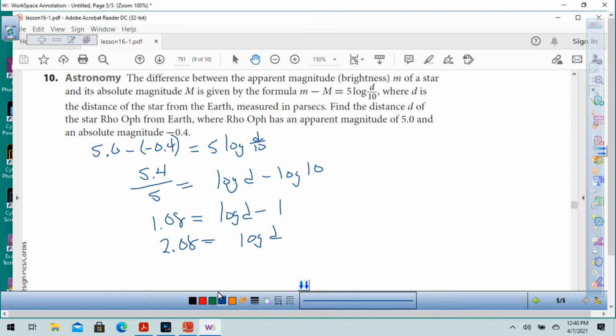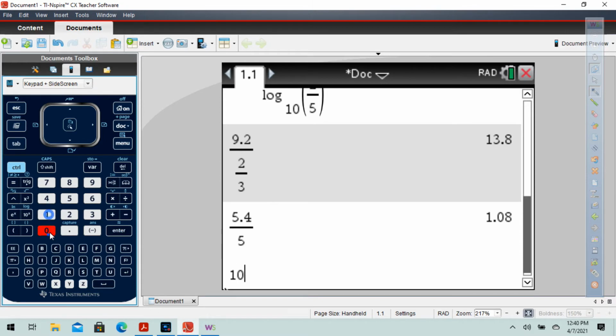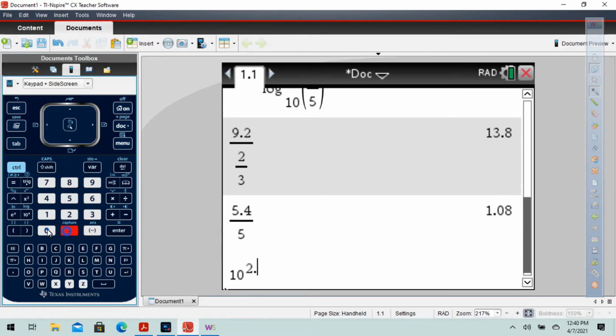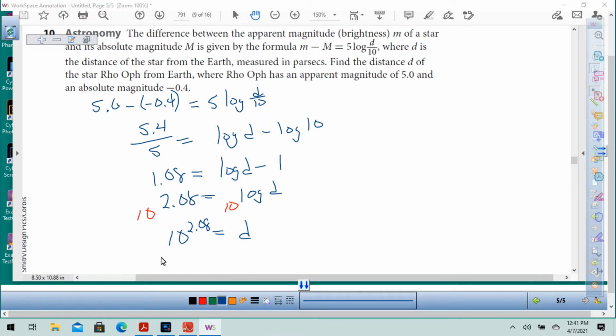Now I need to get rid of the log, so I'm going to make those exponents. That gives you 10 to the 2.08 power equals D. And let's see, 10 to the 2.08 is approximately 120.2. So D is approximately 120.2 parsecs from Earth, which is where that star is.